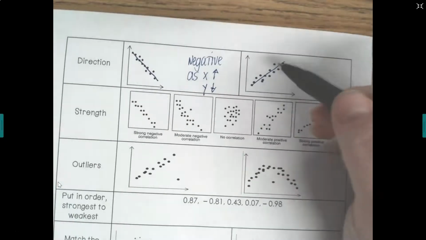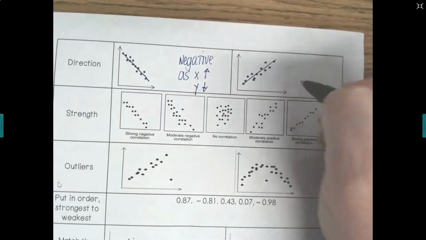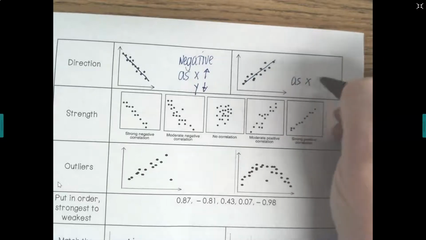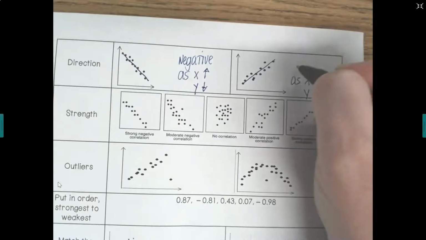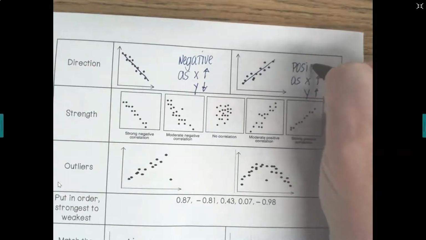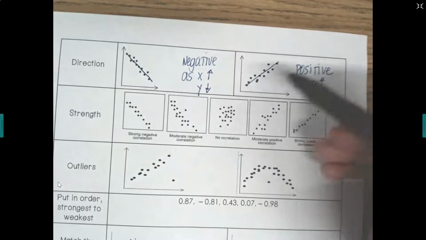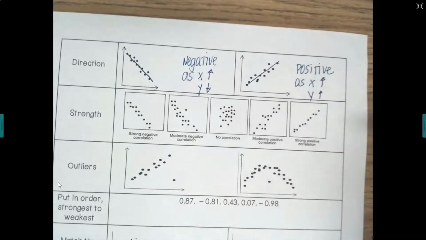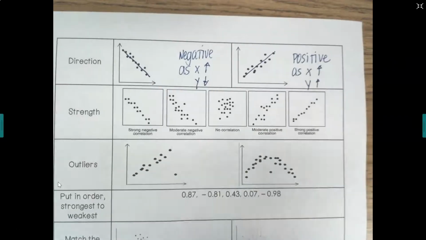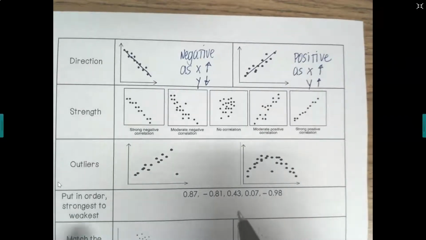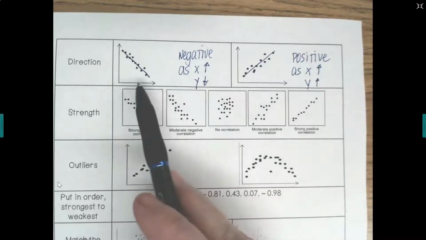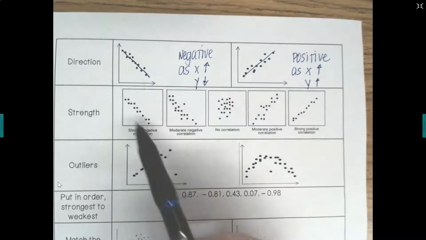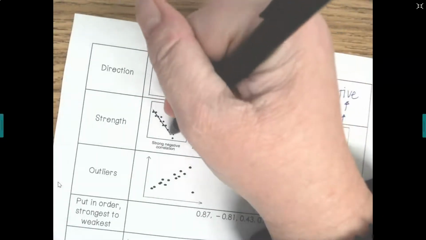Okay. Then over here, as x increases, y increases. They are going in the same direction. That means it has a positive slope. And you can look at the slope of that line. It's going up instead of going down as you read it from left to right. So now our strength. The strength refers to how close to the imaginary line through the middle of the data set are the points. So let me draw some lines in here.